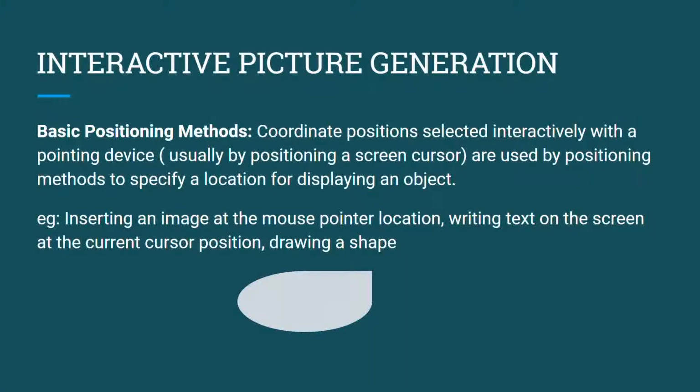Next is the basic pointing method. So here the position of the cursor on the screen will be used to draw a shape or insert an image or insert a text. So this is a very common method nowadays. We can see it in all the GUI software like Paint, Photoshop, and even in Google Slides we are using the same technique.